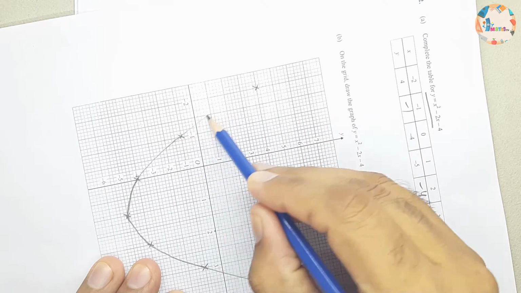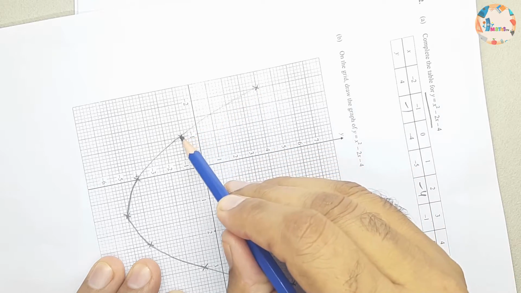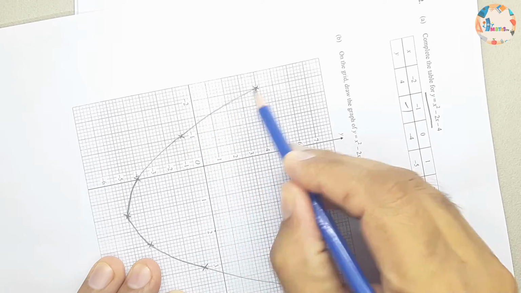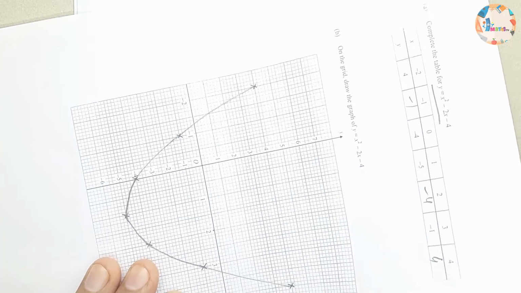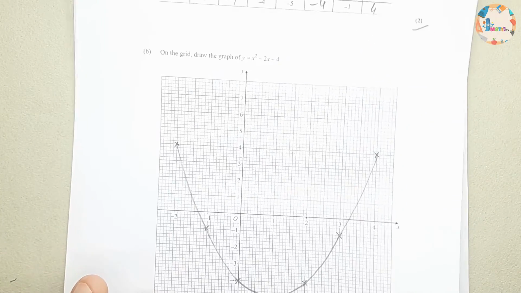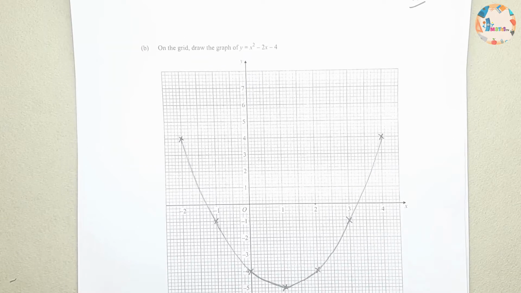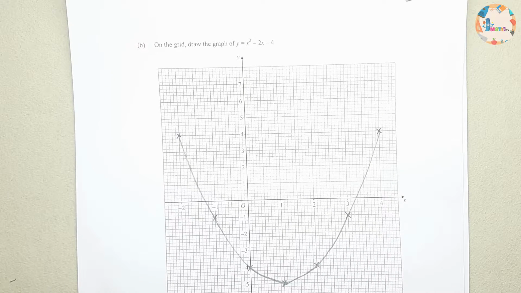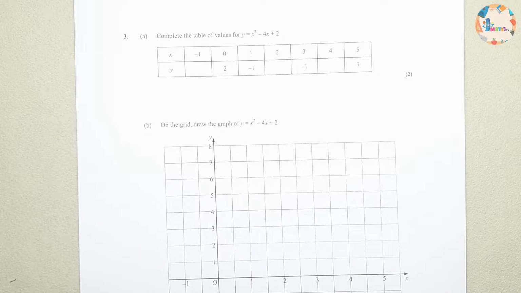But don't use a scale, and don't use a straight edge, compass, or anything else. A freehand curve is required. So this is the freehand curve which we have plotted. So this is a 4-mark question which is done.